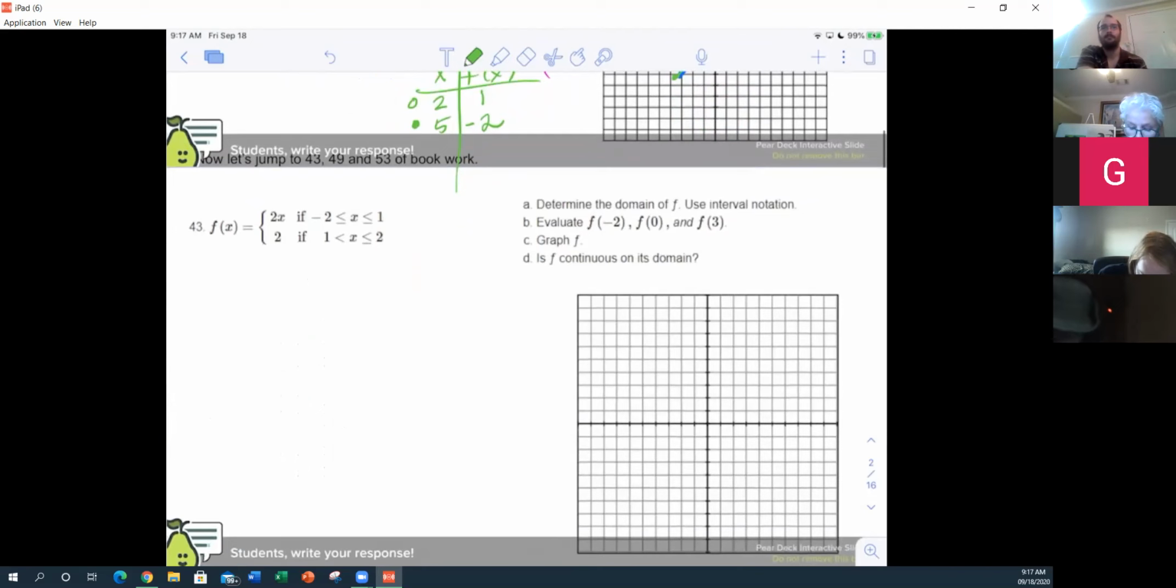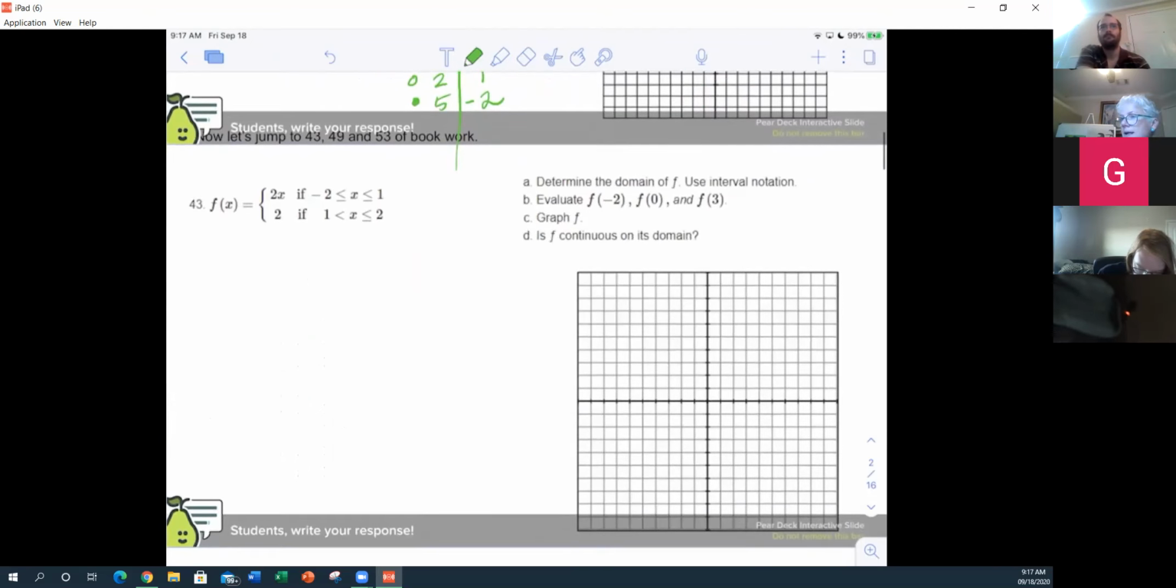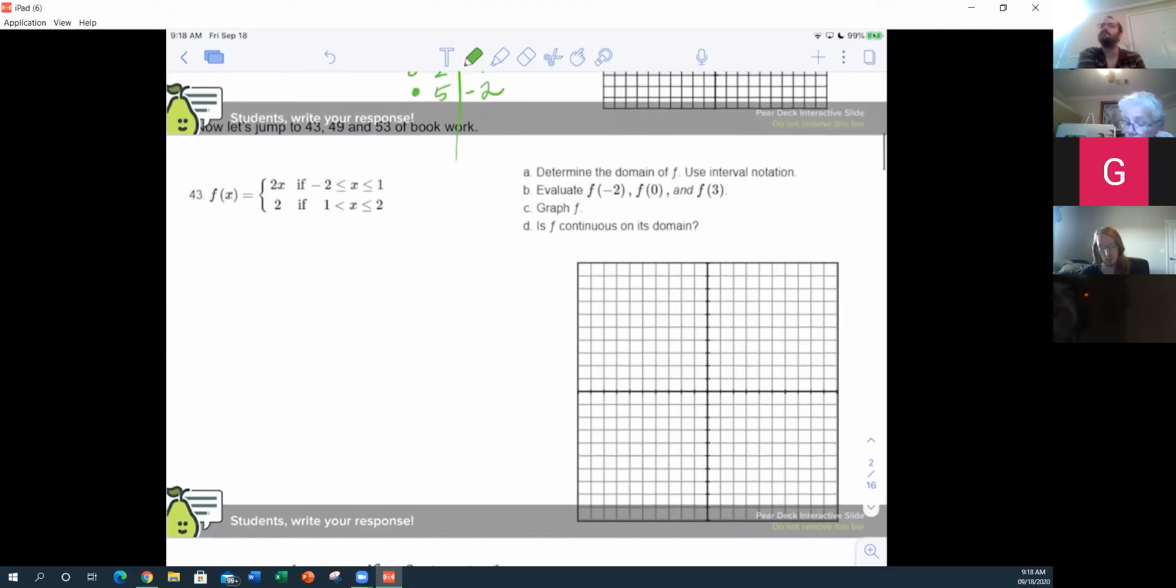All right, so let's look at 43, and this is where you need to be writing. I want to make sure we get through these first, even though they're at the bottom of the homework. So, determine the domain. Even though that is part A, I like to see what the graph looks like first, so I'm going to graph it first.